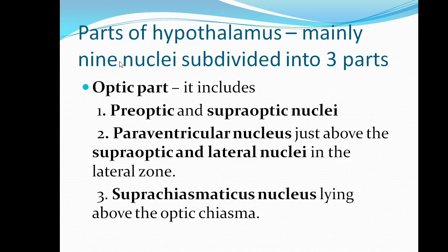There are mainly nine nuclei subdivided into three parts. Optic part, it includes the preoptic and supraoptic nuclei. The paraventricular nucleus lies just above the supraoptic and lateral nuclei in the lateral lobe. The suprachiasmatic nucleus lies above the optic chiasma.